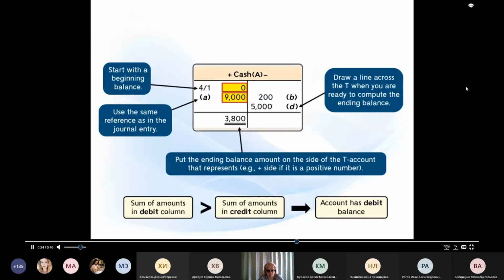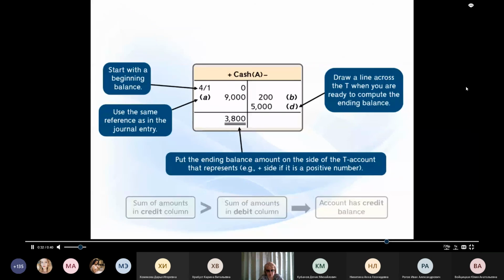If the sum of the amounts in the debit column is greater than the sum of the amounts in the credit column, the account has a debit balance, which is the case here. On the other hand, if the sum of the amounts in the credit column is greater than the sum of the amounts in the debit column, the account would have a credit balance.